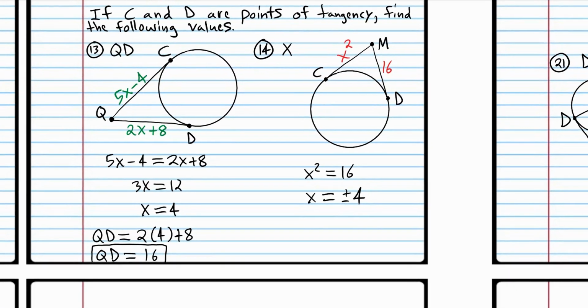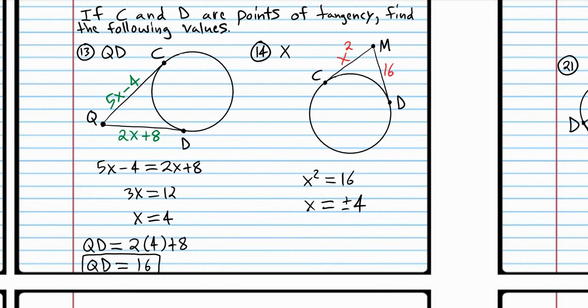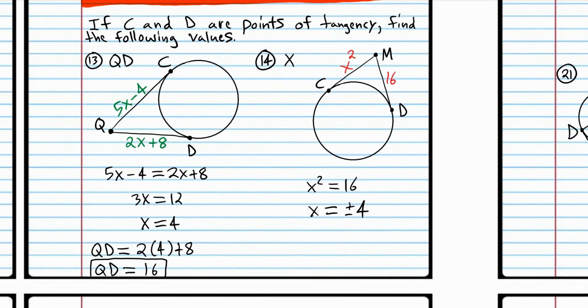a length cannot be negative? Well, that is true. A length cannot be negative. But if you plug in positive 4 or negative 4 into this expression, you're going to get a positive length. So both positive 4 and negative 4 are solutions. They're possible values for x. I know that seems kind of weird.